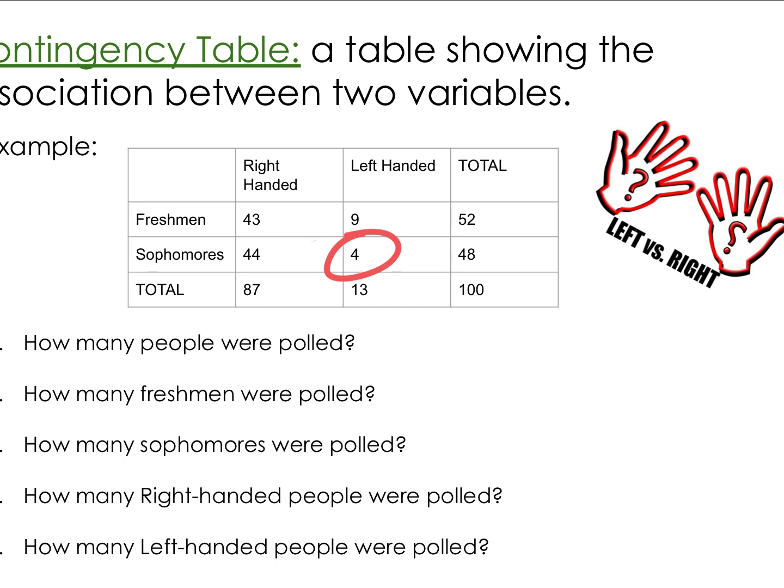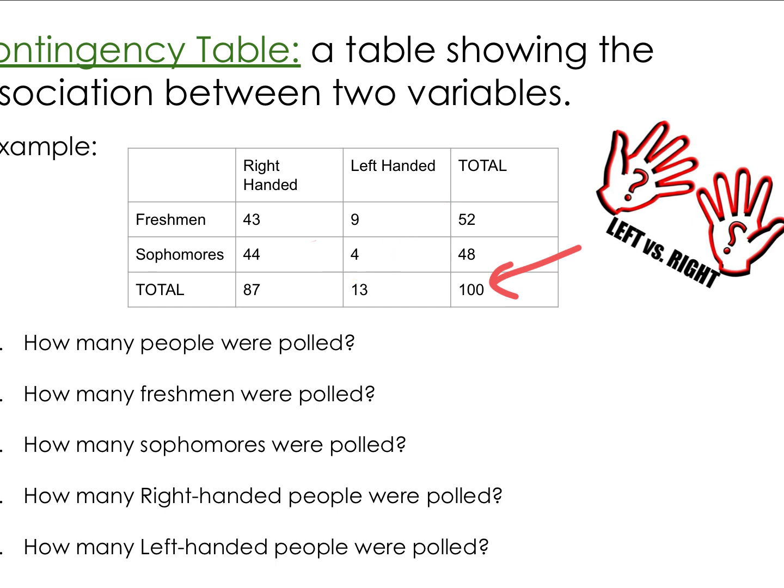All right. And what's the probability of it? Well, if this really is good data, then there's a 4 in 100 chance that if I pick one of you, that you are a left-handed sophomore. Do you get that's not a high probability? 4 out of 100? It's pretty low. All right.